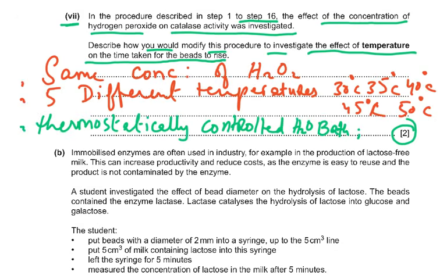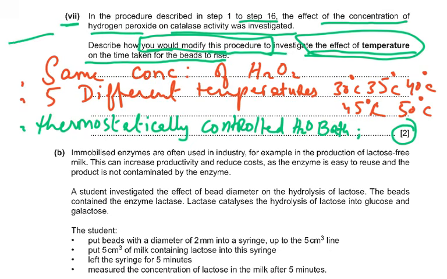Now, everybody, please remember, whenever you're going to be talking about temperatures, always write using a thermostatically controlled water bath. So, in this procedure in which we're going to study the effect of temperature, we are not going to change the concentration. We'll use the same concentration of hydrogen peroxide because it said describe how you would modify this procedure, the procedure that you've just done in the previous part of the paper. So same concentration of hydrogen peroxide, you're not going to change that. You're going to use 5 different temperatures and a thermostatically controlled water bath.